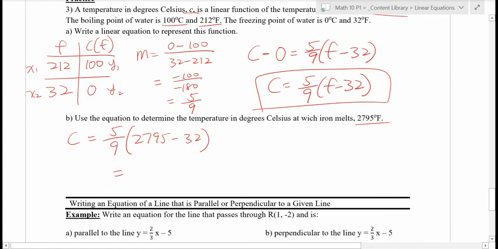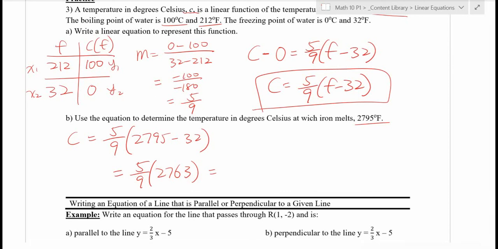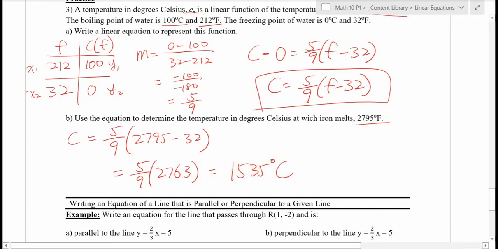Okay, and now we just need to put this into the calculator. It's a pretty big number. 2795 minus 32 is 2763. Now put this into the calculator, divided by 9. You get 1532 degrees Celsius. Okay, hopefully you did just fine.